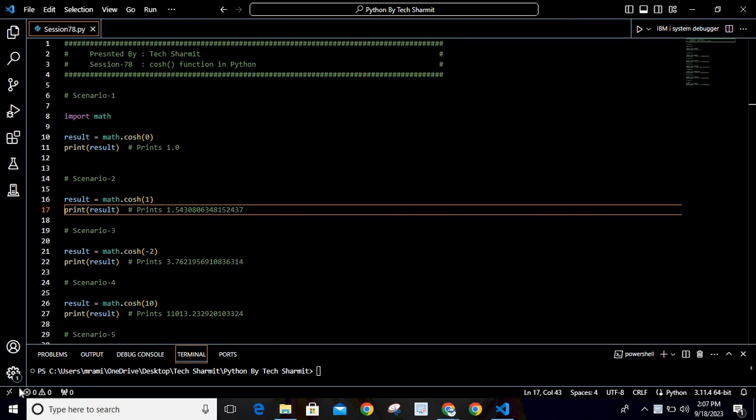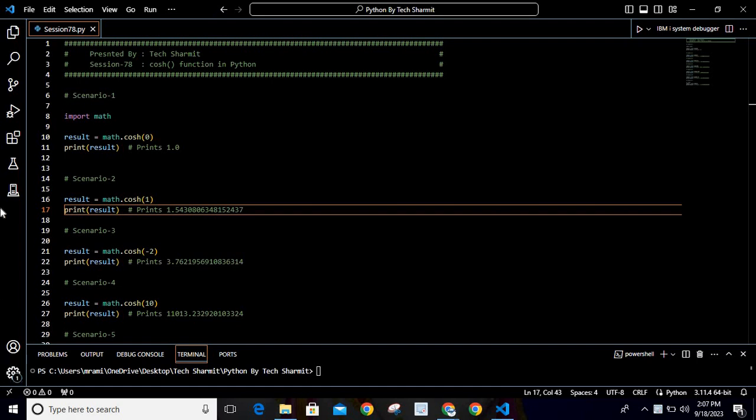So the cosh function is mainly used to calculate the hyperbolic of cos, or you can say the hyperbolic of cosine. Whenever you want to calculate the hyperbolic of cosine, you can utilize this cosh function. But before that, we need to import one module, and the module name is the math module, because all these mathematical related functions come with this math module only.